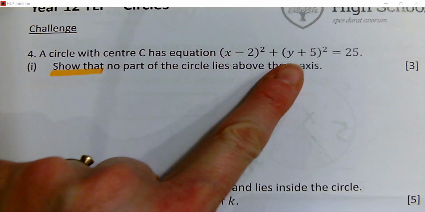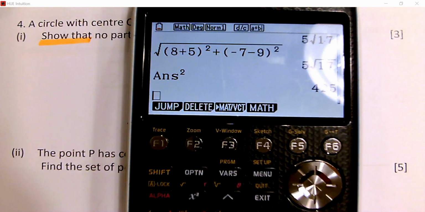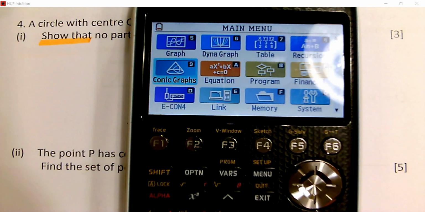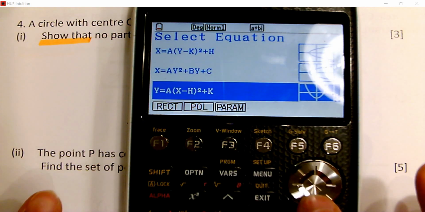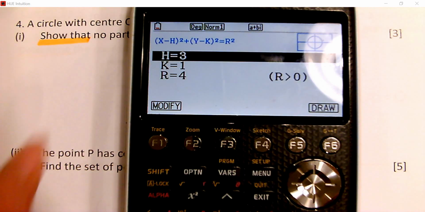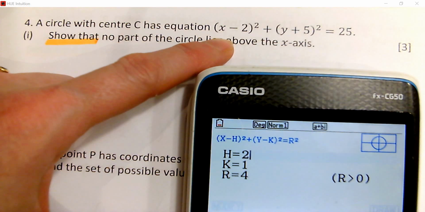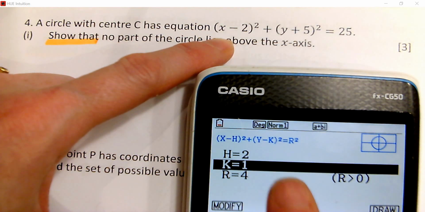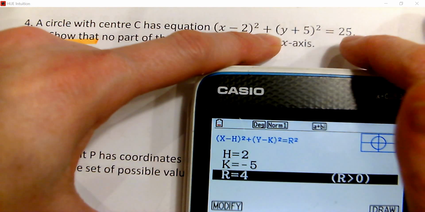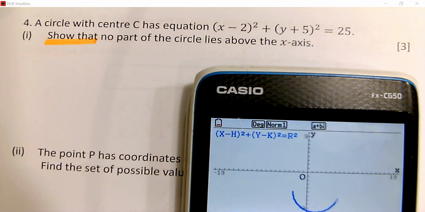You could probably do it just by figuring it out, but if you wanted to use your graphical calculator, if you go to the conic graphs menu, and then scroll down, you'll hopefully see that one of the options is a circle. So it's got x minus the x coordinate, so that would be 2, and y minus the y coordinate, so I need to put -5 in there, and then the radius is 5, the square root of 25. Okay, so I'm going to draw it.